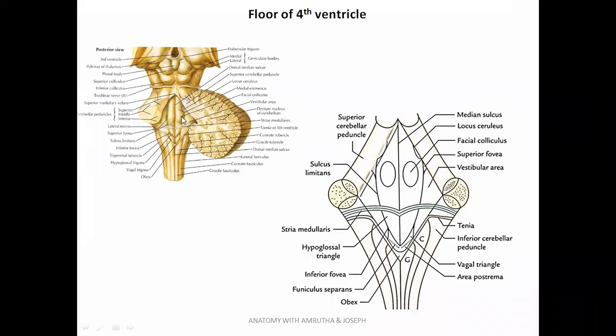Now, when you look closely, you can see that there is an elevation in this area, and in this area. This elevation is called the medial eminence. This projection is called the medial eminence. Somewhere in the lower aspect, almost in the middle, right here in this area, there's another projection that is not very clear, but it is there. That's called the facial colliculus.